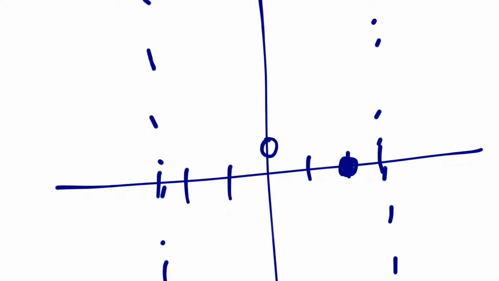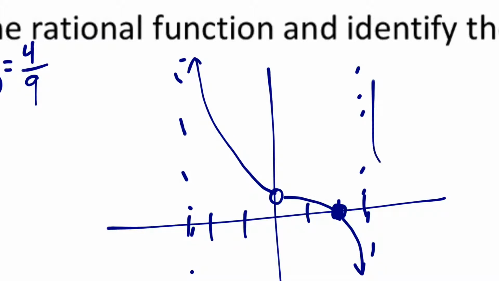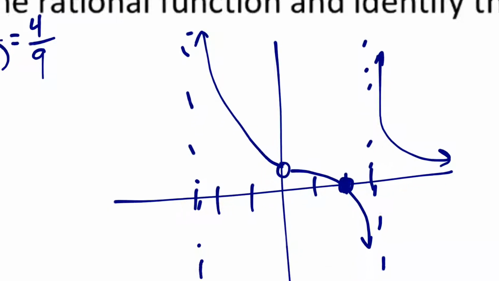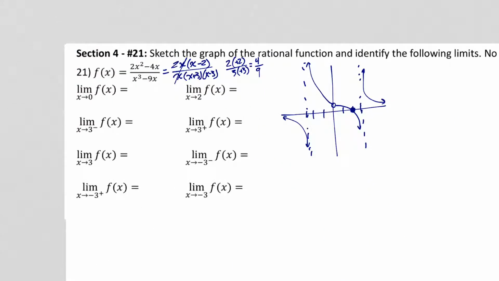So we have a hole somewhere right there, positive 4/9, which means this graph has to go up like that, down like that, and you need to finish it out. Using our knowledge from last unit, there's that graph.